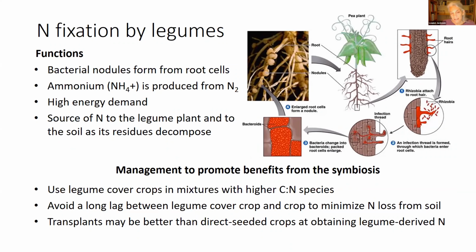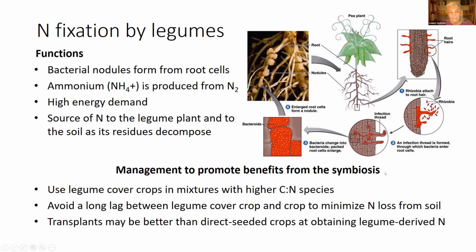Margaret's already emphasized the idea that legume cover crops in mixtures with higher C to N species can be good for reducing the really rapid mineralization of these species in the soil. And it's good to avoid a long lag between the legume cover crop and the real crop to minimize nitrogen loss from premature mineralization before the roots are there. And transplants might be better than direct seeded crops at obtaining legume-derived N because their root system is from the get-go more advanced in the soil and exploring it for nitrogen.